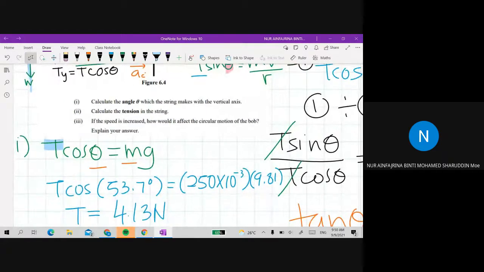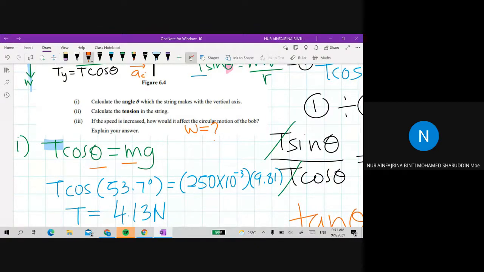Okay, now. If the speed is increased, how will it affect the circular motion of the bob? Okay, so the question asks, if the speed is increased, how will it affect the circular motion of the bob? So how will it affect your angular speed? Whether it will be decreasing, increase or remain the same. Okay, now Miss nak buat dekat chat box lah. Siapa kalau rasa increase, tulis increase, decrease and remain the same. So what will happen to your angular speed if your speed is increased? Okay, now kita guna chat box. Increase. Okay, seems good.